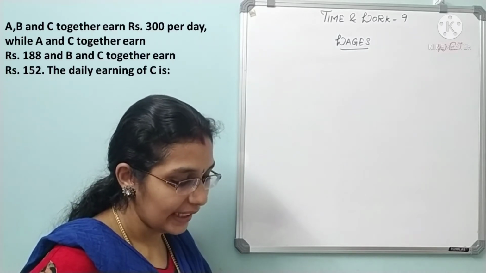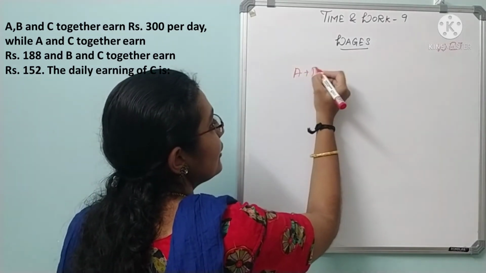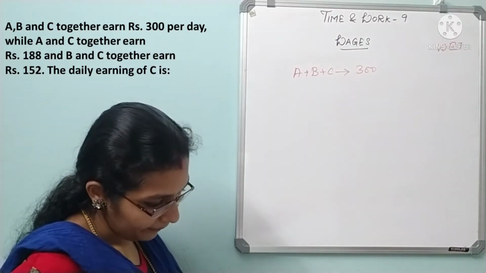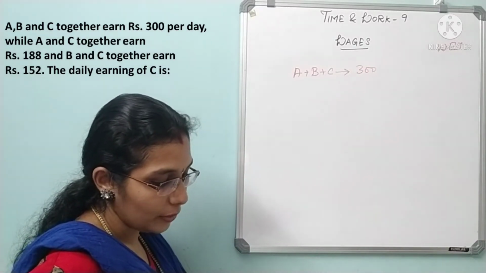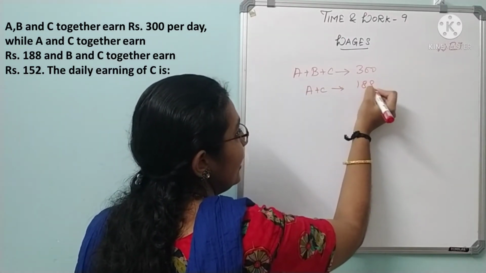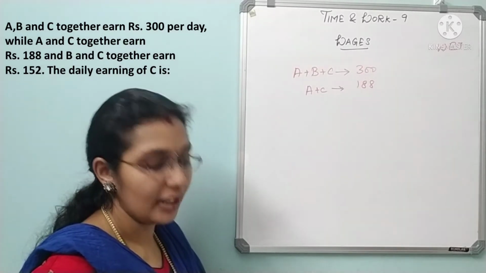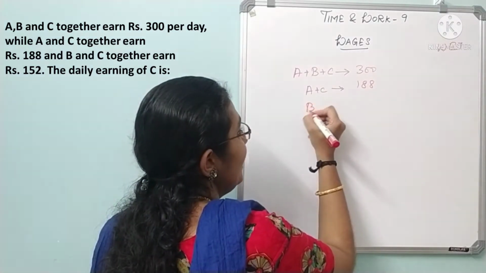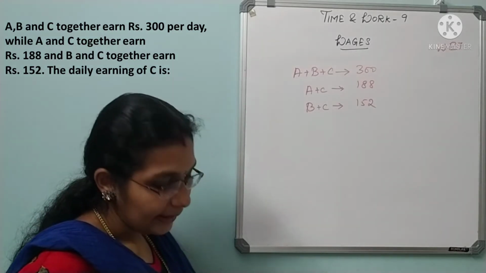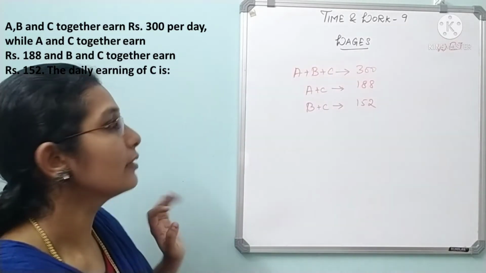A, B and C together earn rupees 300 per day, okay? While A and C together earn rupees 188, and B and C together earn rupees 152. The daily earning of C is, so they are asking for C's daily earning. So how will you find C?